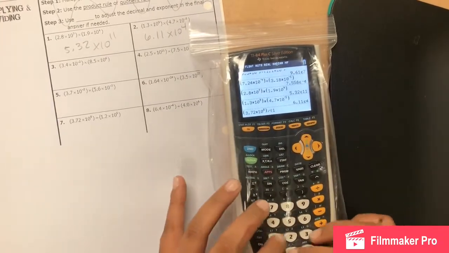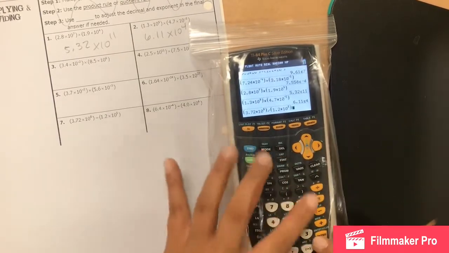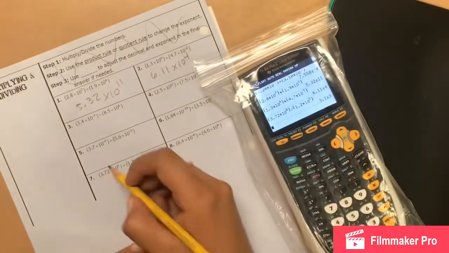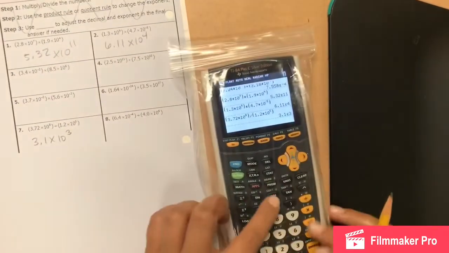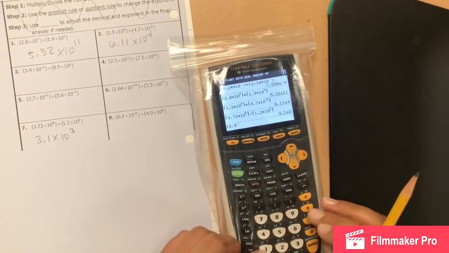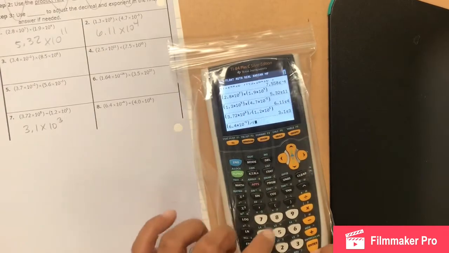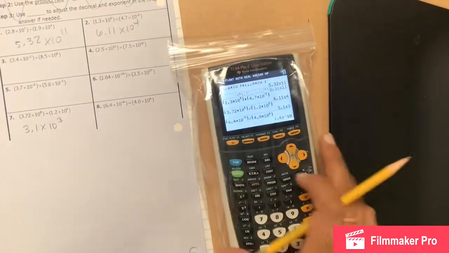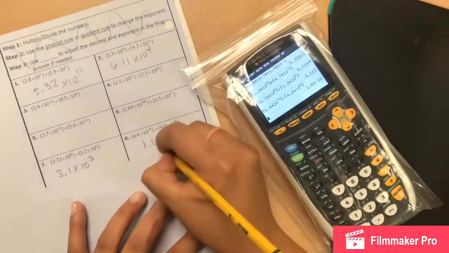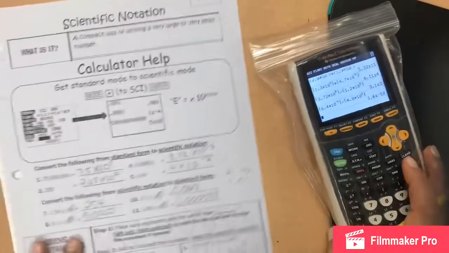Trust me, if we did this by hand, we'd still be on the first problem. Okay, so 3.1 times 10 to the 3rd. And last but not least, 1.6 times 10 to the negative 10. So the only thing you have to be careful with is to make sure you type it in correctly.